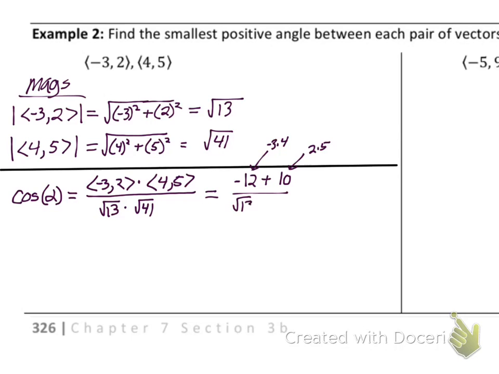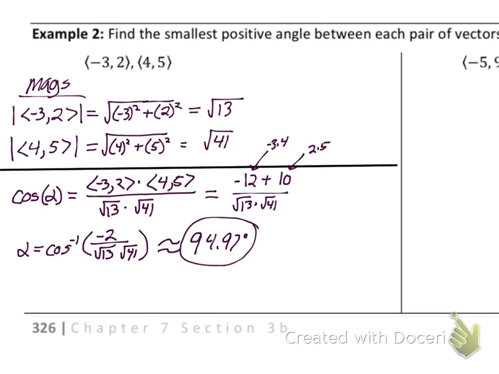So that'll be over square root of 13 times square root of 41. I'm just going to let my calculator deal with that on its own. All right. I have cosine alpha equals some number right now. So I'm going to want alpha equals cosine inverse of negative 12 plus 10, so that's negative 2, over square root of 13 times square root of 41. Which you will need a calculator most likely. And you should come out to 94.97 degrees-ish. Or 95 degrees.